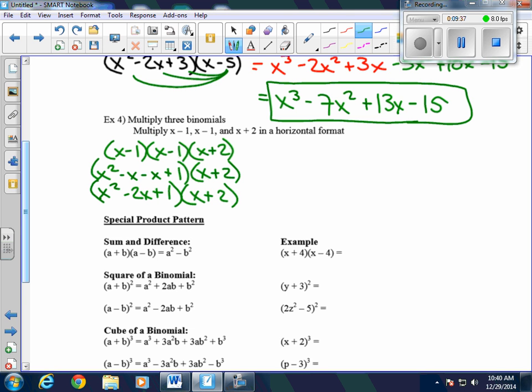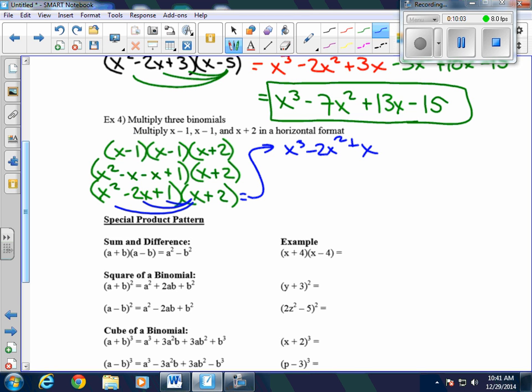So now we have a binomial and a trinomial. And so we're going to do the exact same thing we just did on the last problem. And again, you can use a vertical format. You can use a horizontal format. It doesn't matter. I'm going to use the horizontal format. And I'm going to take the x times all 3 of those. So that's going to give us x cubed minus 2x squared plus x.